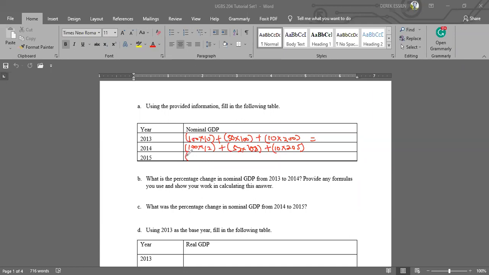The price was 110 times 12, yes. Plus 2015, the price was now 54, and we produced 105. Now the price here is 10, and we produced 21. So these are basically how it is calculated. This is not difficult. It's really not difficult.